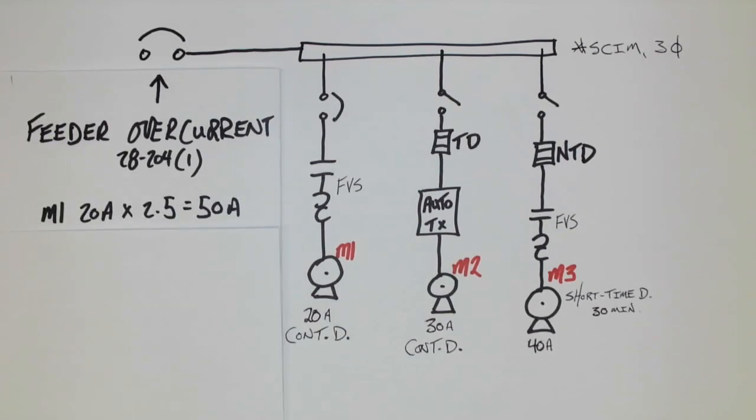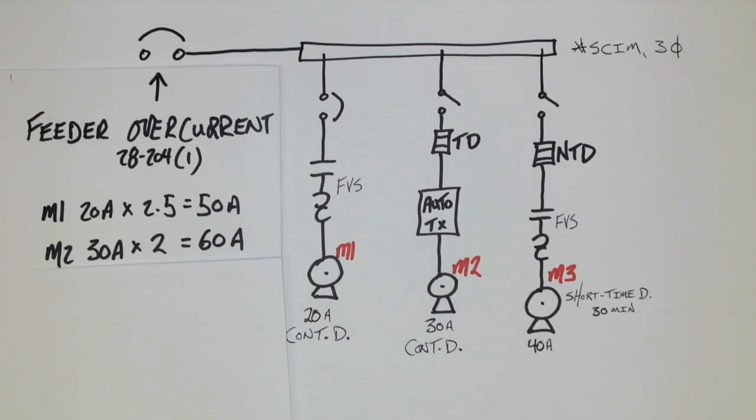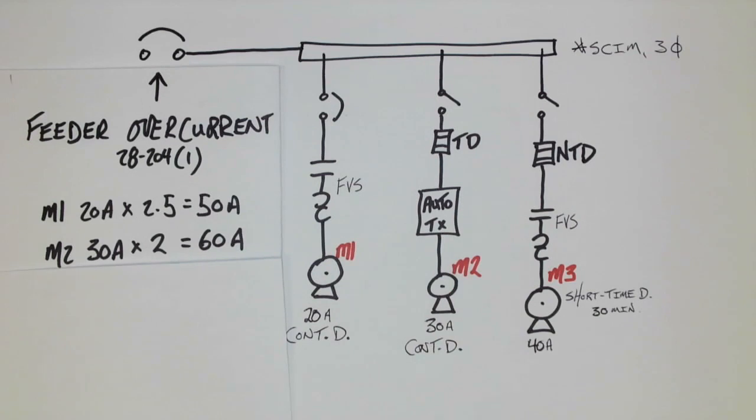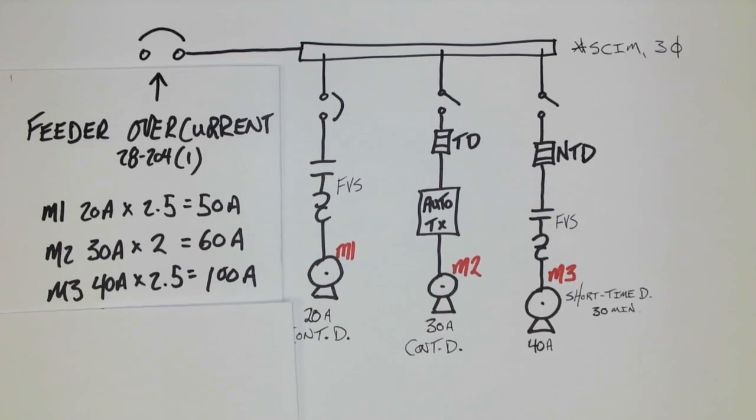Well, motor 1, 20 amps times 2.5, and the multiplier I'm getting is from table 29, gives me 50 amps. All right, motor 2, 30 amps times 2, and it's times 2 because it's an auto transformer start from table 29, gives me 60 amps. Motor 3 is 40 amps times 2.5, and that gives me a 100 amp calculated value.